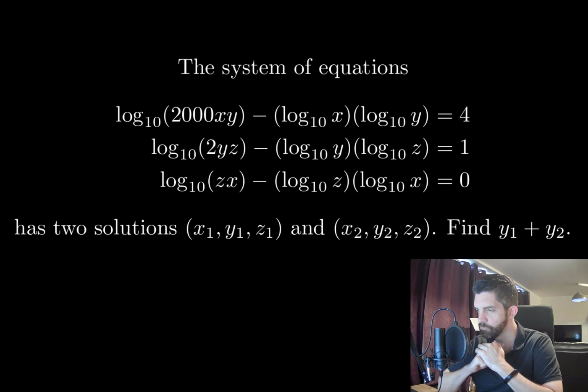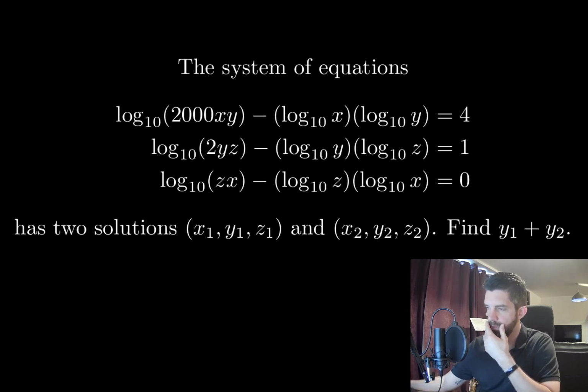What am I thinking here? This is just... No, it's not quite a linear system in the logarithms of x, y, and z. Is the best way to do this to simply do some back substitution? The last equation is the simplest one to work with because the right-hand side is equal to 0. So maybe I solve for log of x in terms of log z.